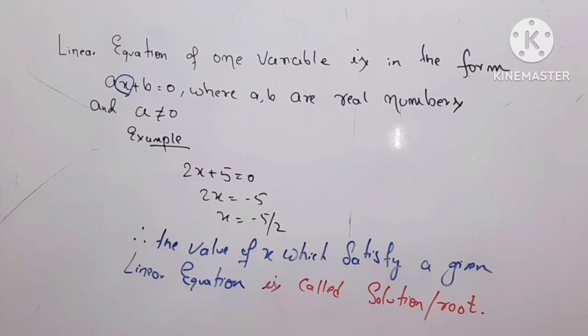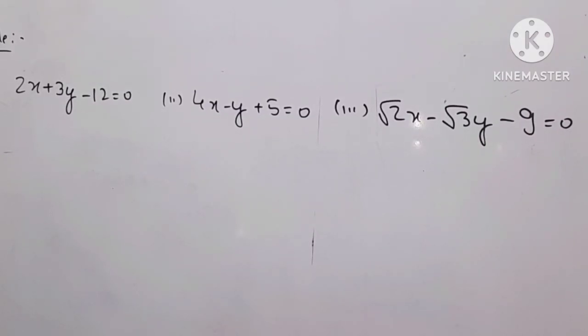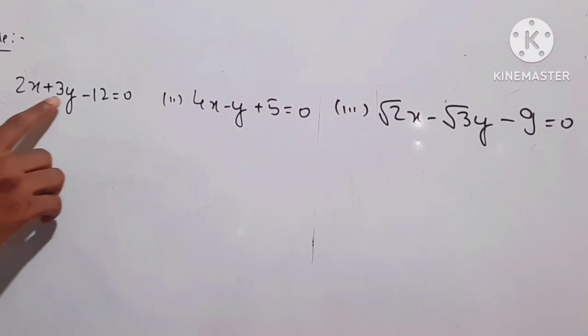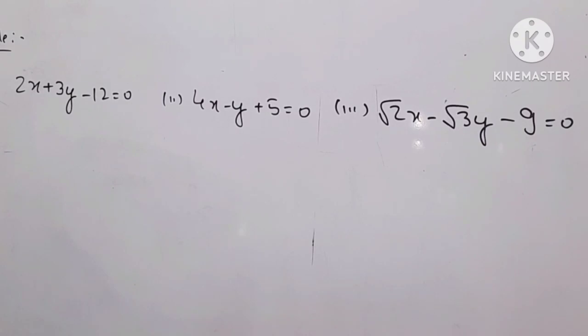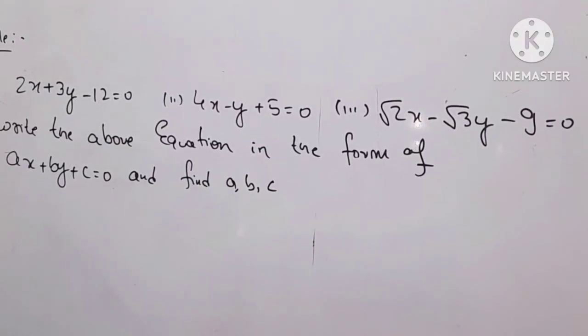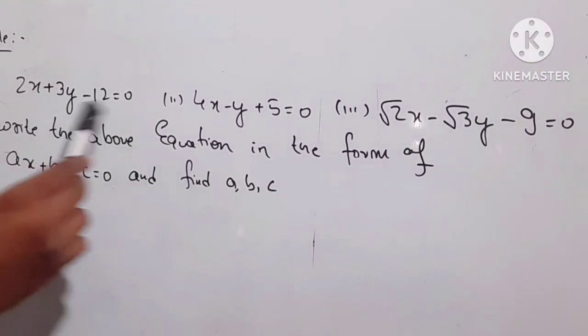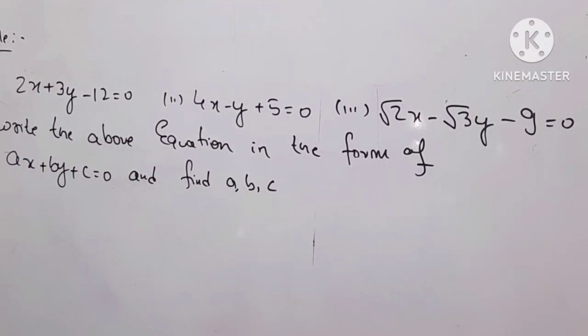Let's go into the two variable form and do some questions. These are some examples of linear equations in two variables. Here the two variables are x and y. So you understood what two variables are and how they look. The question is that you have to write the above equations in this form and find the values of a, b and c. It's very easy for us.